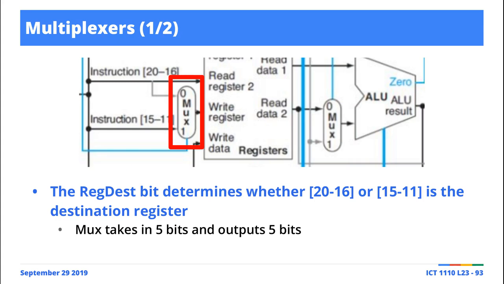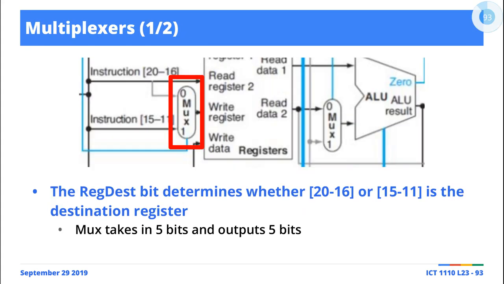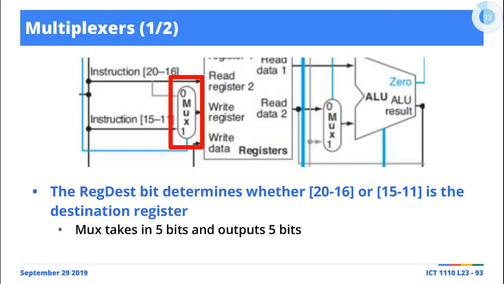Imagine a situation where you're dealing with an add instruction and an add I instruction. You know that for an add instruction, the destination register is going to be bit segment 15 to 11, this. But for an add I instruction, the destination is going to be 20 to 16, this. This is where the mux comes in. The multiplexer that sits between these wires here and the register file determines exactly which input goes into the register file, or which register should act as a destination register.